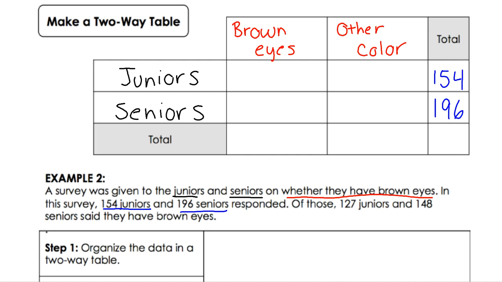Then they tell us of those 127 juniors and 148 seniors said they have brown eyes. So 127 juniors said they have brown eyes. So if I go up to juniors and brown eyes, I've got 127 in that spot. Same thing for the seniors. Now we've got 148 seniors that have brown eyes. So those come together there. So I have used everything in the word problem that I can use in order to organize my data. So I've got everything out of the word problem into my table. And now I need to fill in the missing pieces.